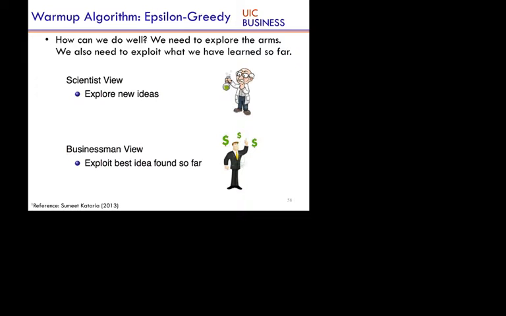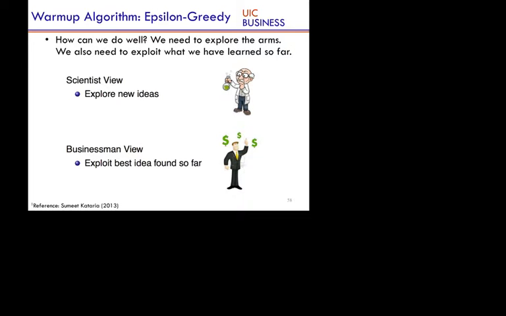So the first algorithm that we're going to look at, which actually does something interesting, is called the epsilon greedy algorithm. The idea is that we need to explore the arms because we don't know the distributions governing those rewards. But we also need to exploit what we have learned so far. If we knew the distributions, we'd know the means, and if we know the means, we know which arm to pick.